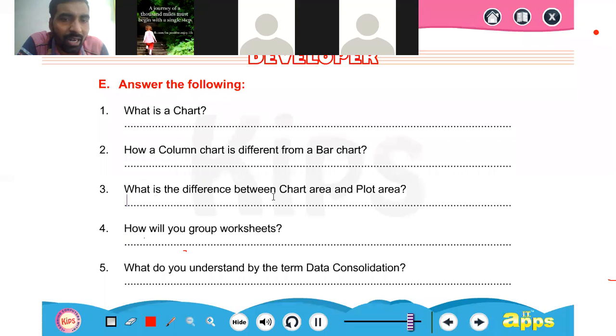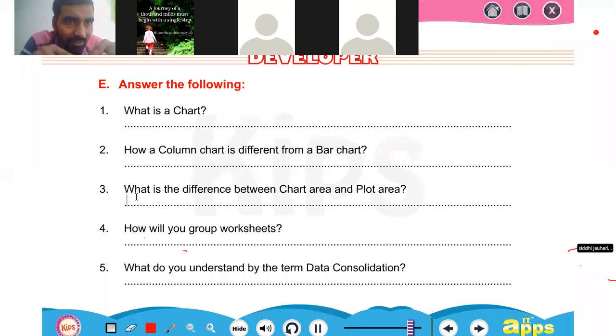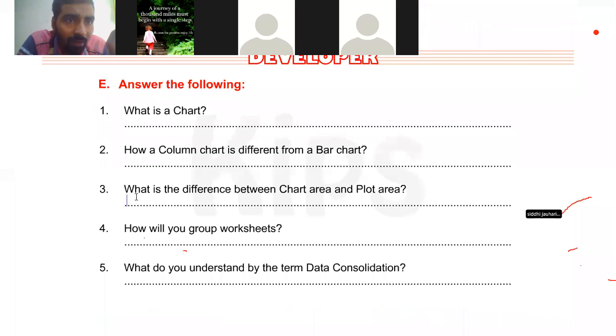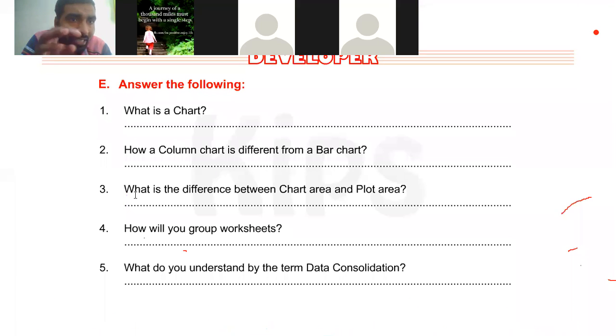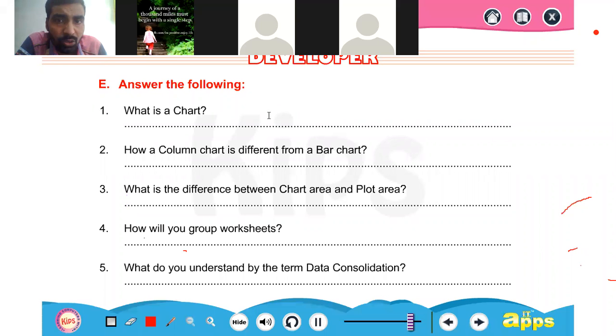What is the difference between chart area and plot area? So chart area is the area of the entire chart, whole chart, in which the category name, value axis, legend, all things come inside the chart area. Chart area is the entire area of the chart, in which chart title, category axis, value axis, all things are there. But plot area is the actual chart area. Okay, have you understood?